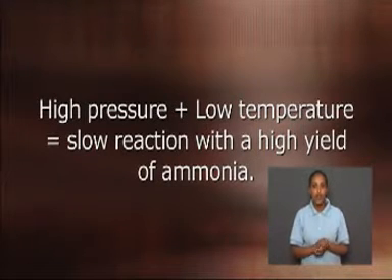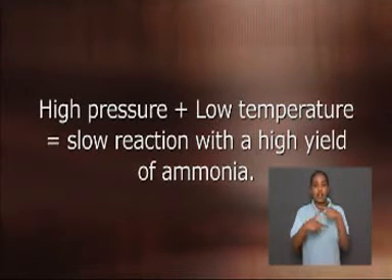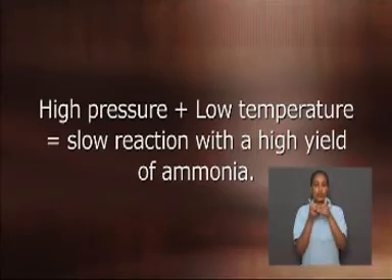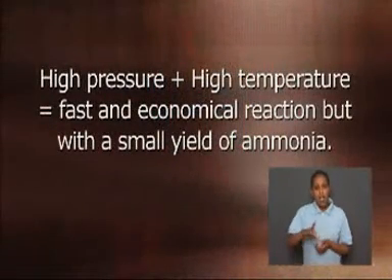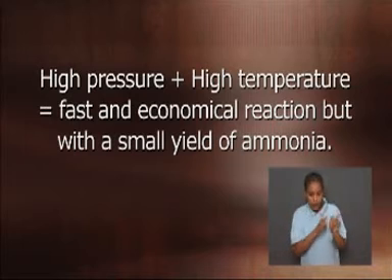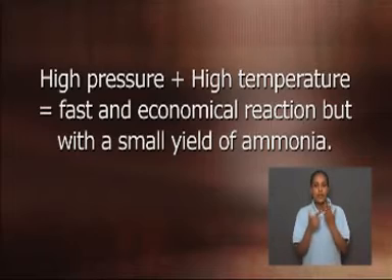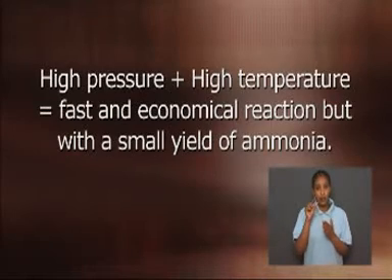A low temperature provides a higher yield of ammonia, but the reaction is slow to reach equilibrium. This is why iron is used to catalyze the reaction. A high temperature will push the chemical system to equilibrium much faster and more economically. However, less ammonia will be produced.